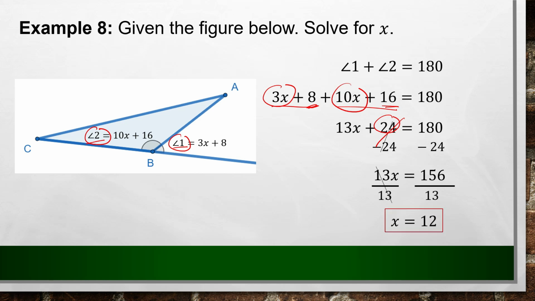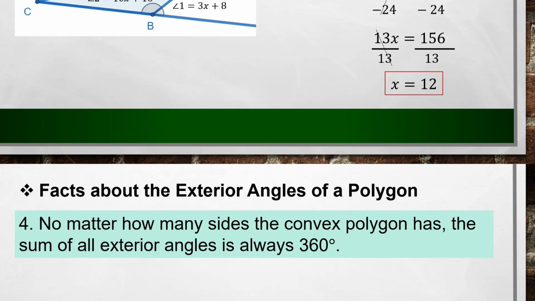Okay, 12. And maybe you're curious, so what's going to be the measurement of those two angles? Okay, this is not really part of the problem. We already solved the problem, but if you're curious, let's find angle 1 first. So 3 times 12 is 36. So it's 3 times 12 plus 8. This 36 plus 8 is equal to 44. So angle 1 is 44 degrees. Okay, so angle 2, 180 minus 44 is 136. Yep, 136.